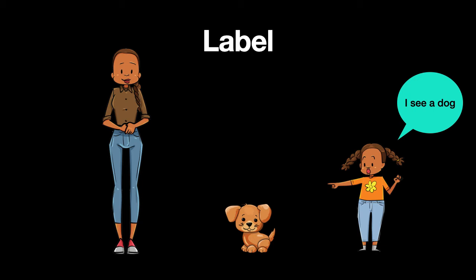Labeling is an important part of joint attention, which is a very early social skill, and it is often used to teach others about the world around them. Maybe Jenny has a new friend who is learning English, and she labels dog to help her friend.